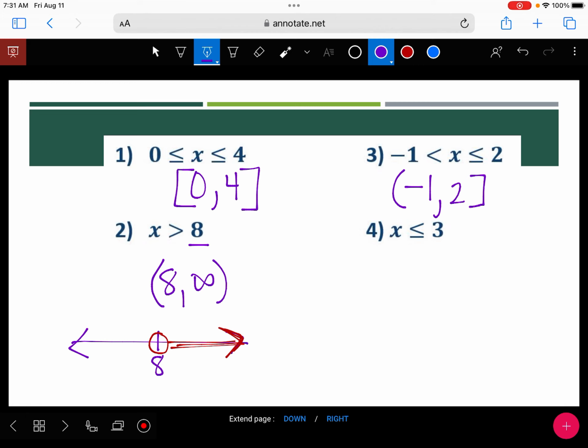And for this last one, you have x is less than 3. So if 3 is here, it would have an open circle. And it's coming from the left because it's less than. So it's coming from negative infinity. So if it's a less than inequality, negative infinity comes first. That gets a parenthesis. 3 would get a parenthesis. And that would be your interval notation for all 4.